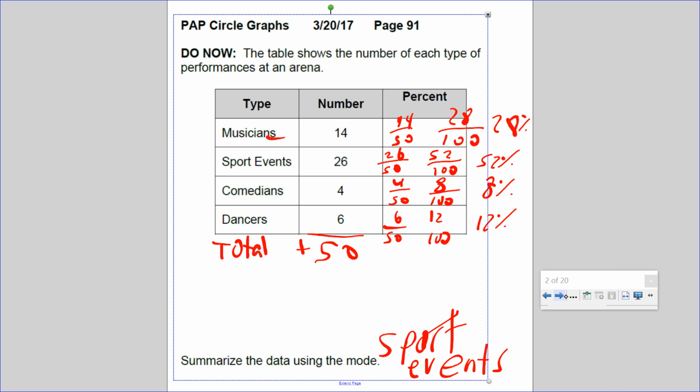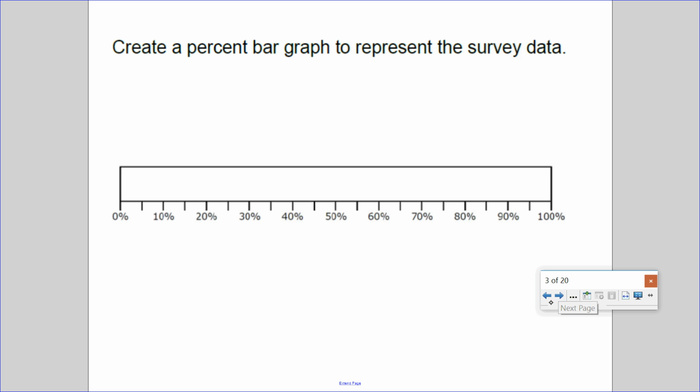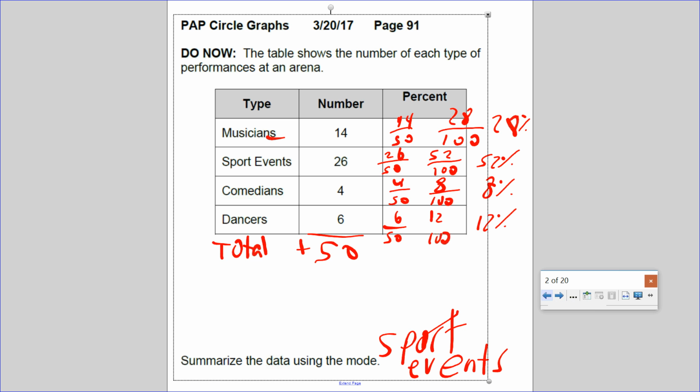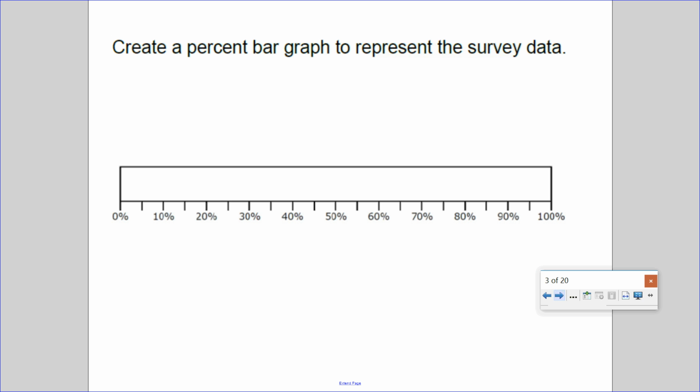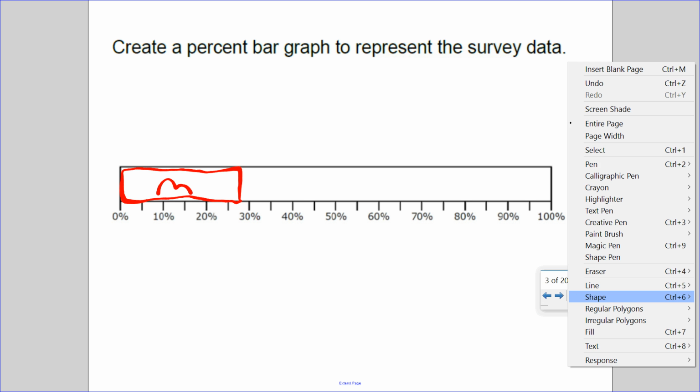So now we can create a percent bar to represent the survey data. So 28% of this 100% are musicians. So let's shade in about 28%. It goes right here. So let's say this represents musician. I'm going to use a different pen color.